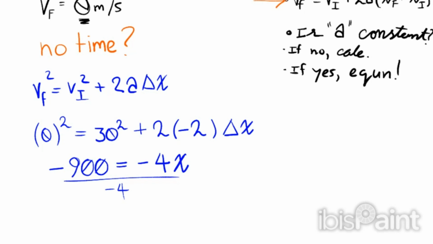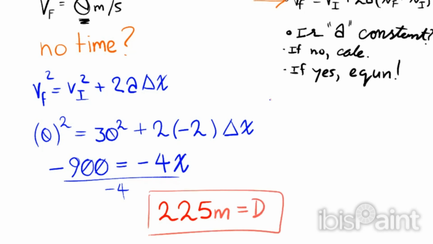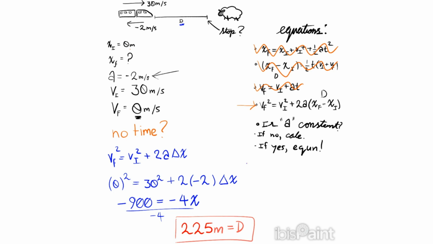So we'll divide by negative 4, and if you can do this in your head, good for you, but if not, I'll put it in the calculator anyways, just to check. Okay, positive 225 meters. Make sure to label your units. Very important. And this equals d, or the displacement that the train went through, and that concludes the problem.